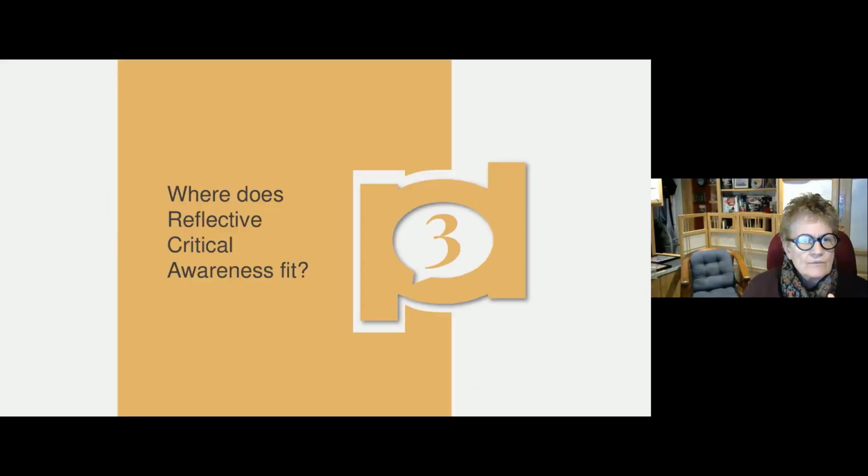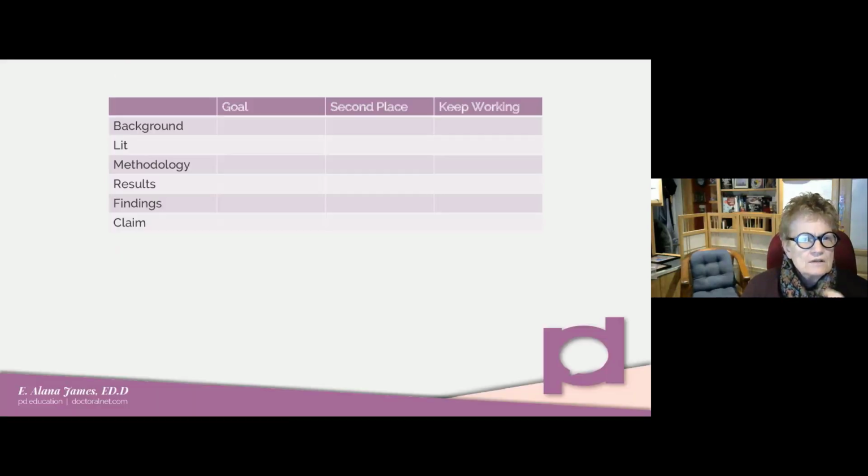And then the second page looks like the same thing, except that it's a goal for your writing, what would be second place, and what is a keep working. So this is a rubric. And if you're not in a field that uses rubrics, I'm an educator, so rubrics are common in my field. You would have, this is where I absolutely want to be, but this is something that is kind of a stepping stone to that. And then there's where you are when you're just not good enough.